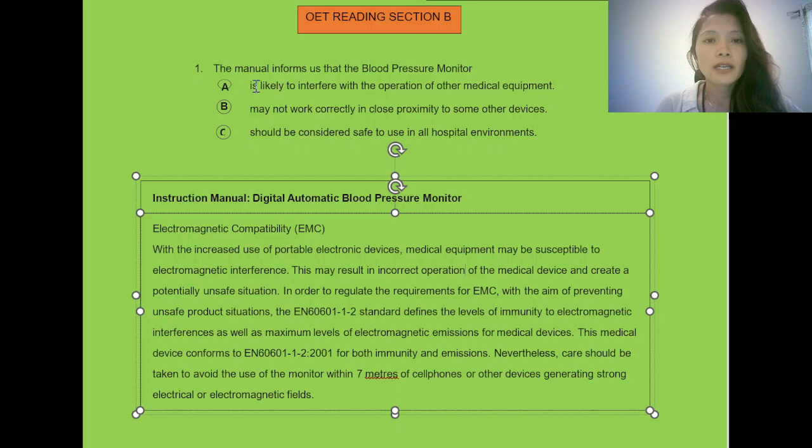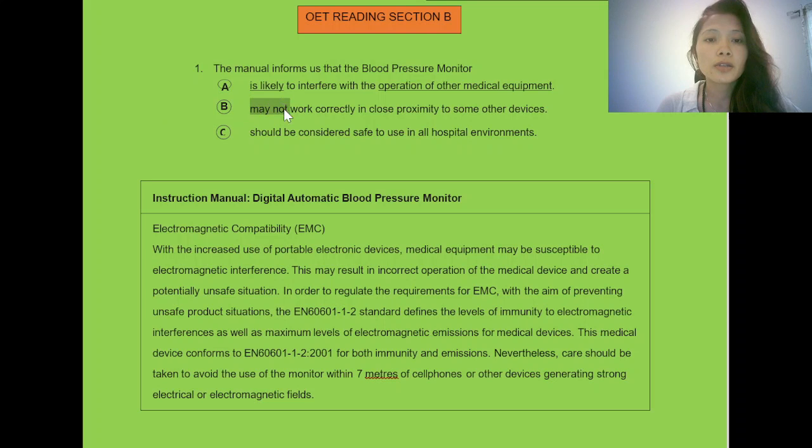Likely. Likely is again a kind of distraction. So try to just put the line. Put the line: is likely to interfere with the operation of medical equipment. This is again something to think over. When you keep your mind this way, there are varieties of options the examiner will provide during your exam. So the second is may not.